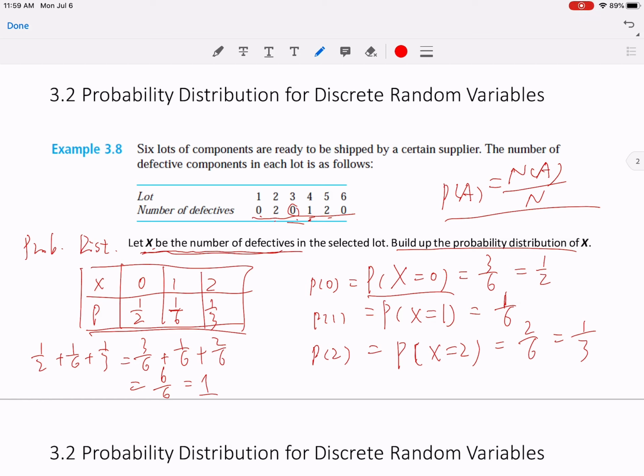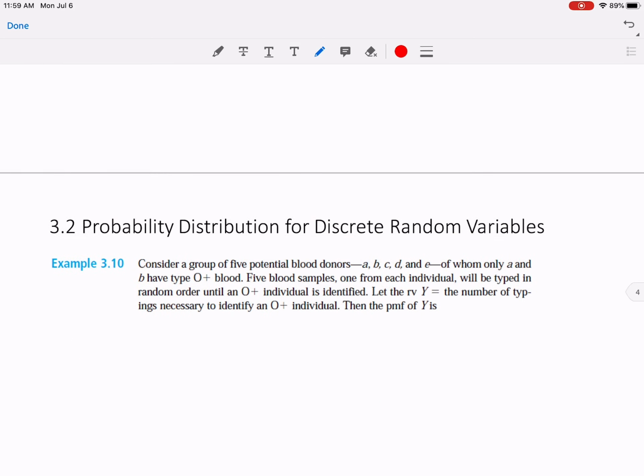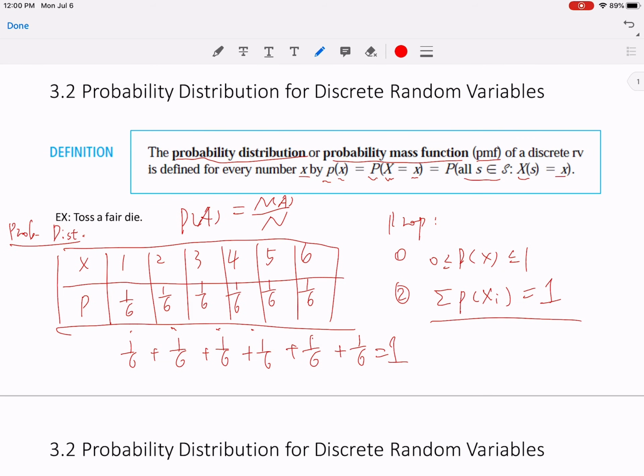Okay? And that's how we identify if a table is a probability distribution. We just need to check if those two conditions are satisfied or not. If they are, then it's a probability distribution. If they're not, or either one of them is not satisfied, then it's not a probability distribution.